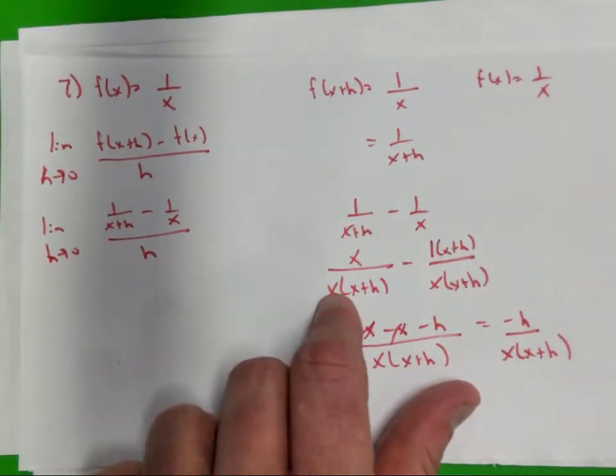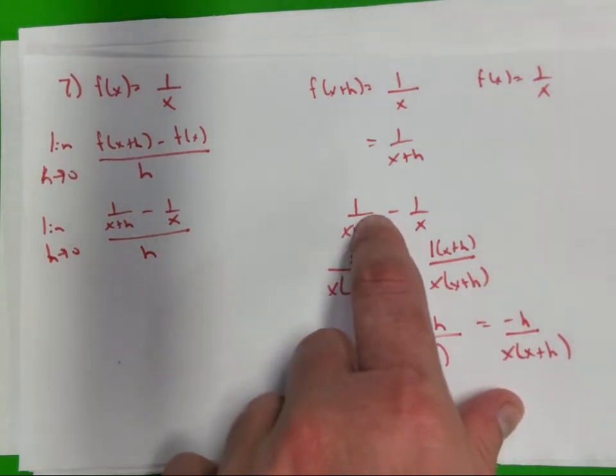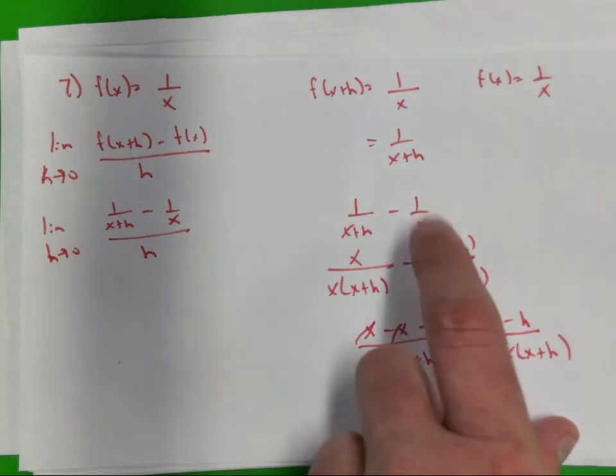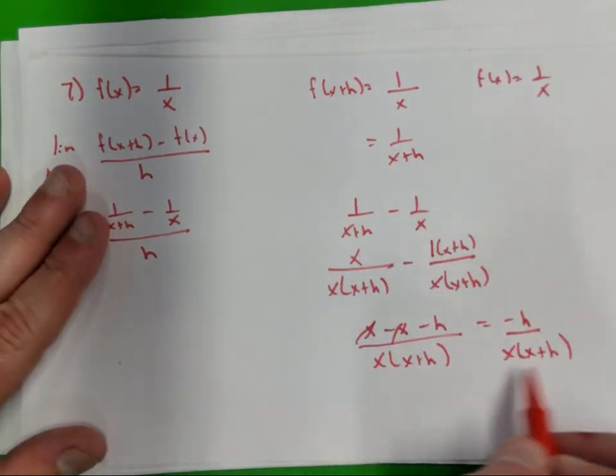So I found a common denominator. Here, we got x times x plus h, x times x plus h. What is this missing? An x. I'll multiply the numerator out. This is missing an x plus h. I'm going to multiply that. Then I distribute the negative 1. That cancels out. I'm left with that.